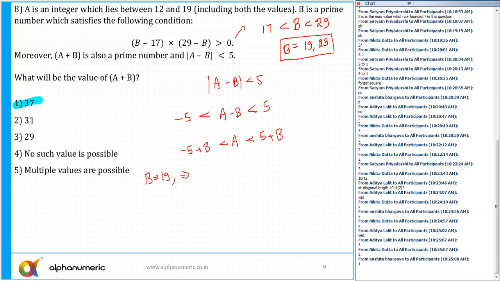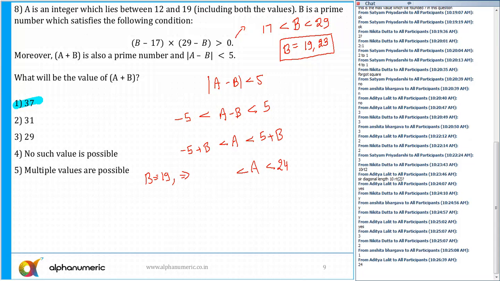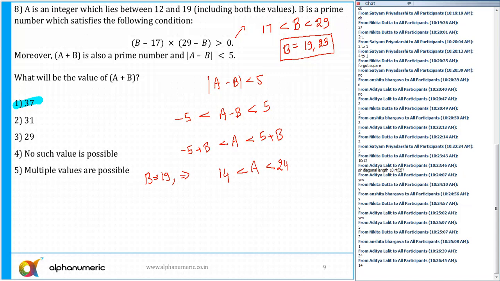this implies A will lie in the range from minus 5 plus 19 to 5 plus 19. 5 plus 19 is equal to how much? That is 24. And minus 5 plus 19, 19 minus 5, is equal to 14. So A will lie in the range 14 to 24 when B is 19 here.